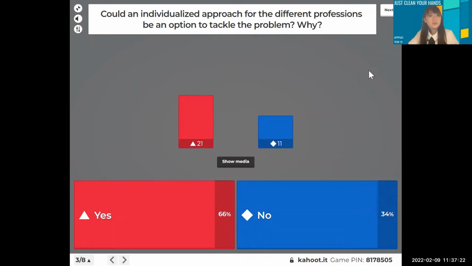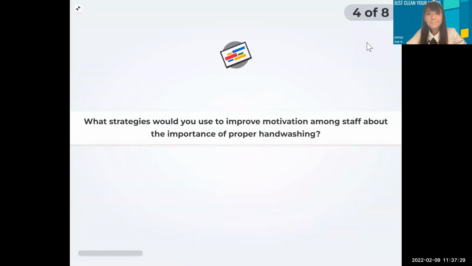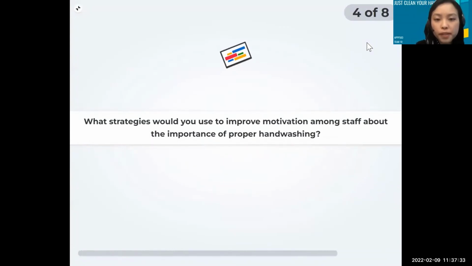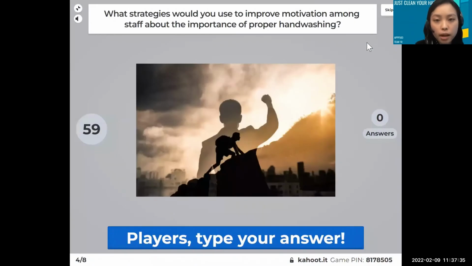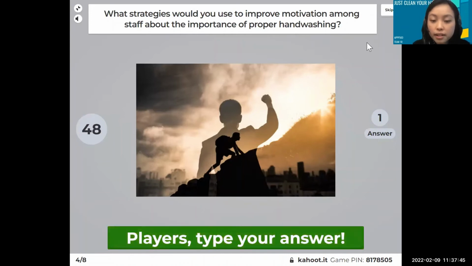Good, good. Thank you for sharing. For time reasons, we have to move to the next question. Thank you for engaging. The next question is, what strategy would you use to improve motivation among staff about the importance of proper hand washing? Please type in your answer and keep it short, within about 20 characters, so that we can see everybody's answer on the screen.